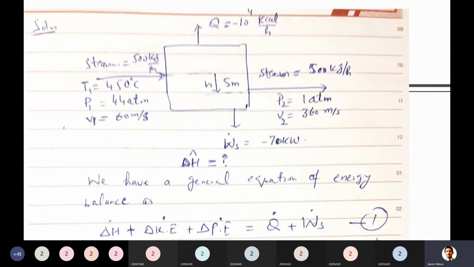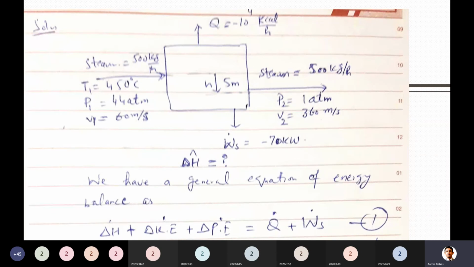So for delta KE, guys, you can see that the velocity at the inlet is different from the velocity at the outlet. So when a velocity change is taking place, it means you have to calculate delta KE. You cannot omit this term. Change in kinetic energy is taking place.